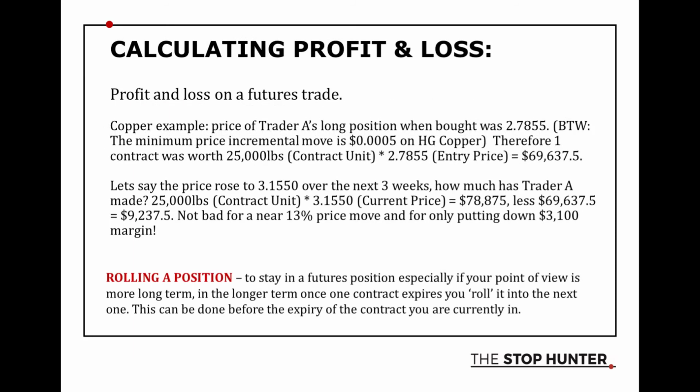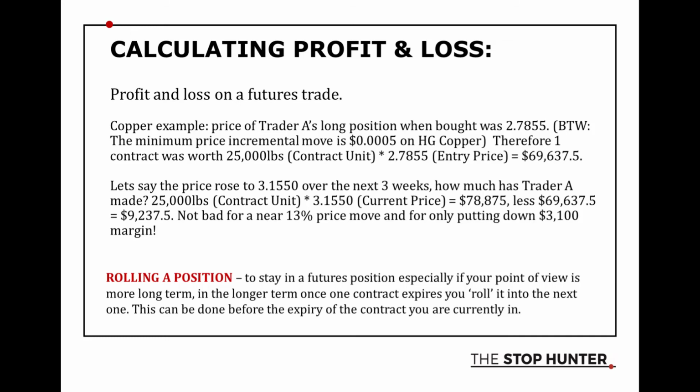Calculating profit and loss on a futures trade can often cause confusion, so I've just put our copper example down here. Remember trader A, where he bought that one contract at 2.7855. The minimum price incremental move there on copper, by the way, is 0.0005. So one contract was worth 25,000 pounds. That's contract units times the price gives us the value of that contract, 69,637.5.